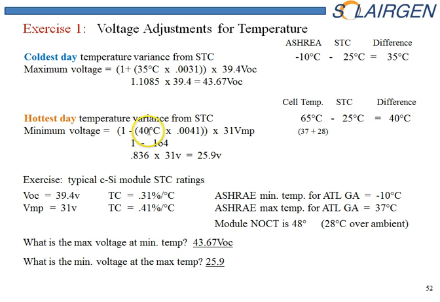So we plug that into our formula, multiply it by the temperature coefficient for max power, and that gives us a multiplier of 0.164. I subtract that from 1, and that way I can multiply that number by the standard test condition max power voltage. So 0.836 times 31 volts gives us 25.9. So that's it. That is our lowest voltage on the hottest day of the year, and we have our highest voltage on the coldest day of the year.